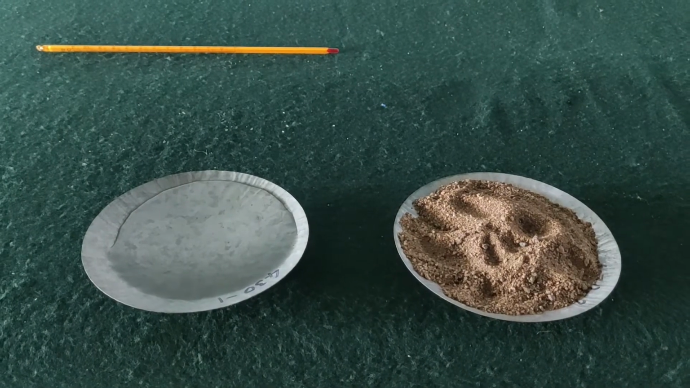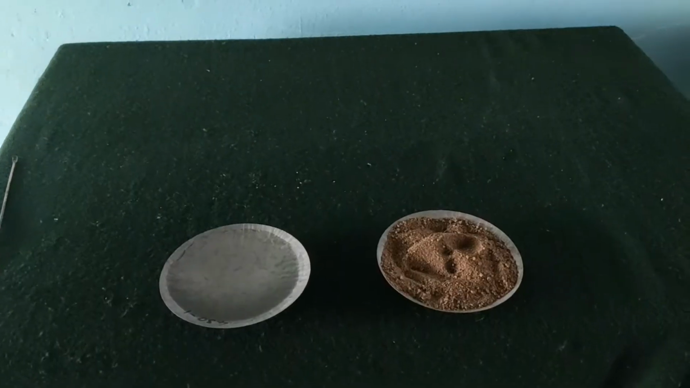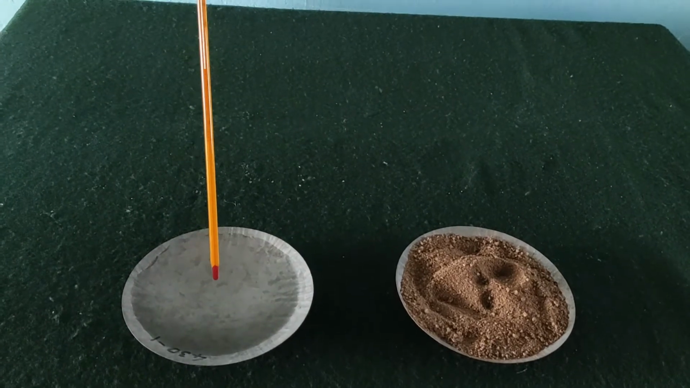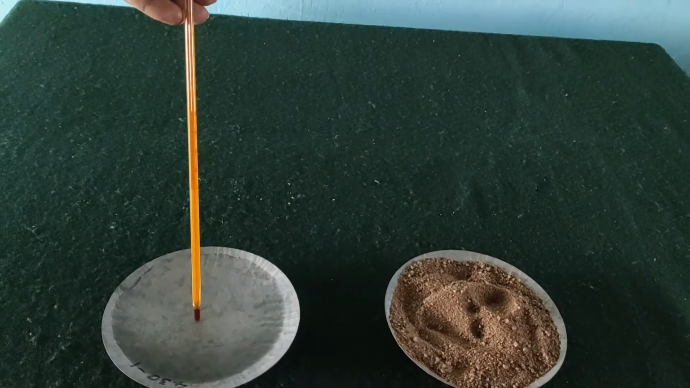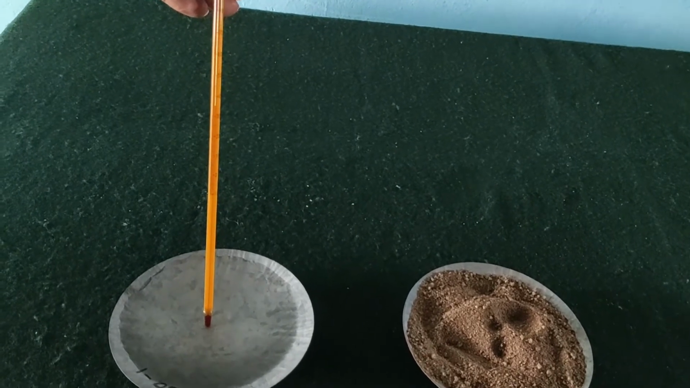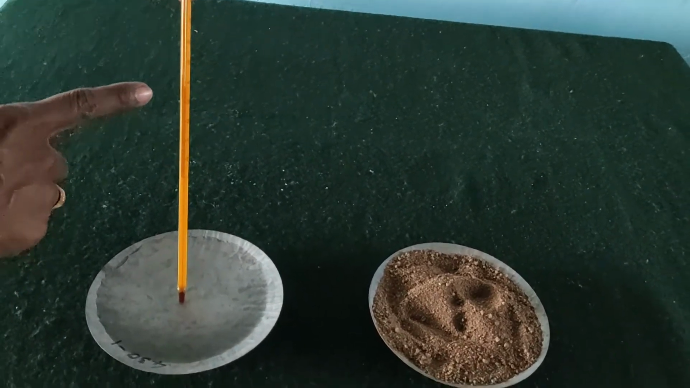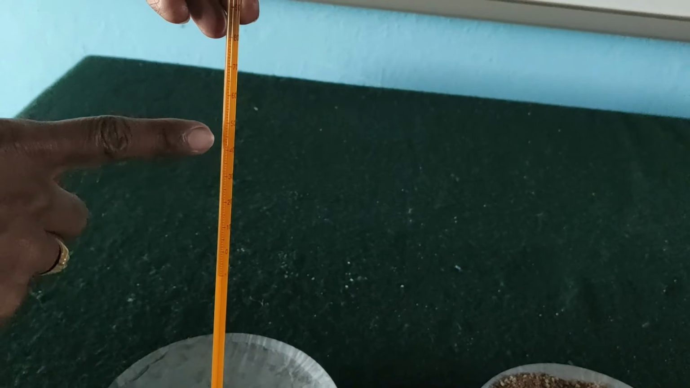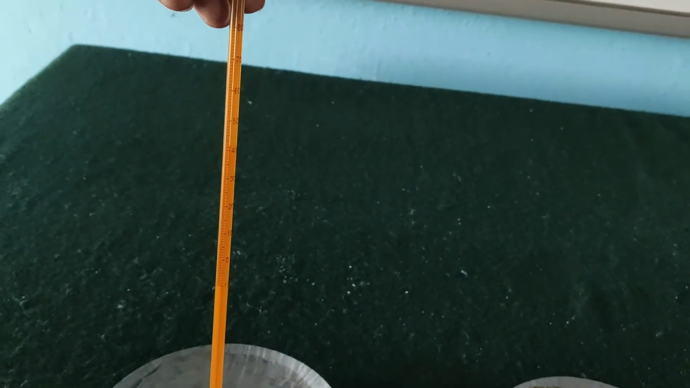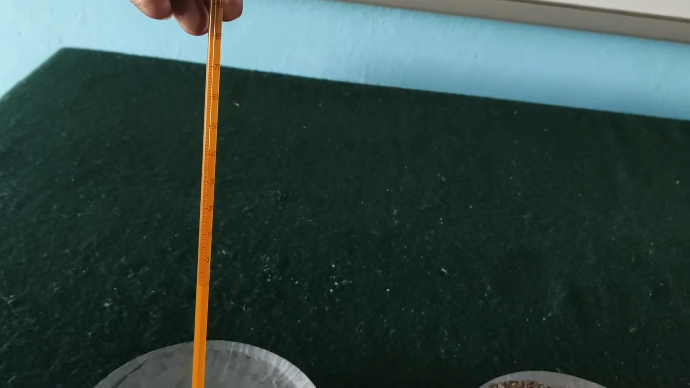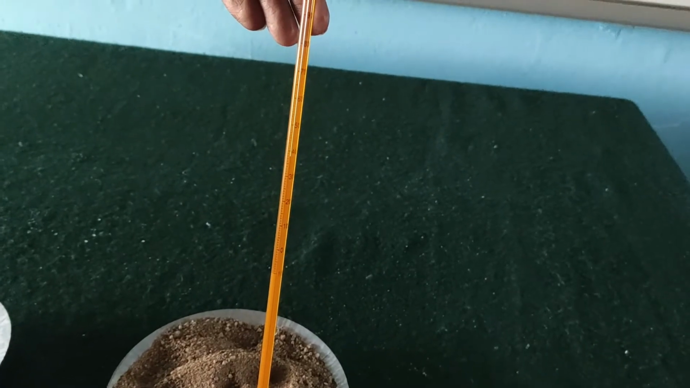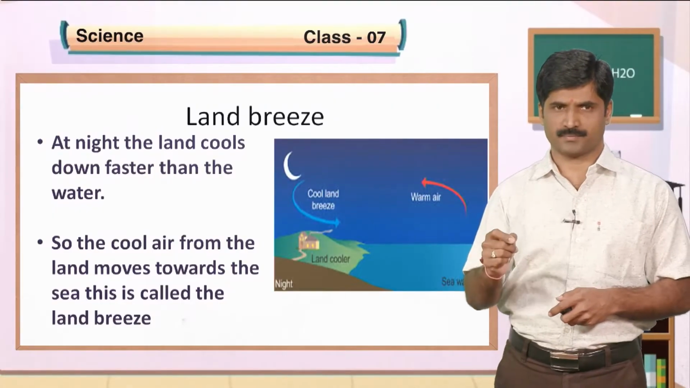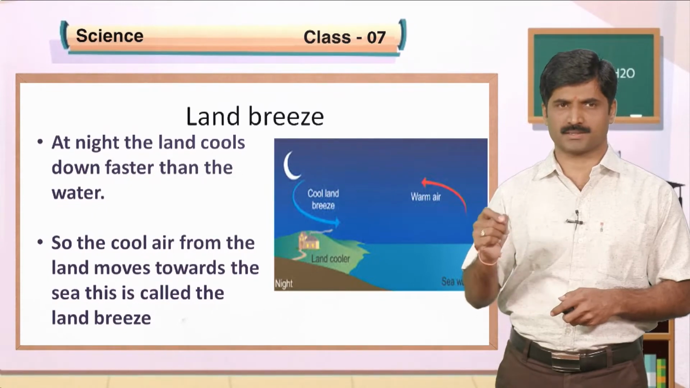Now, after 5 minutes, I am going to check the temperature. Water temperature is, you can see, about 42 degrees Celsius. Now let me check the temperature of the sand. It is about 38 degrees Celsius. The activity shows that land cools down faster than the water.